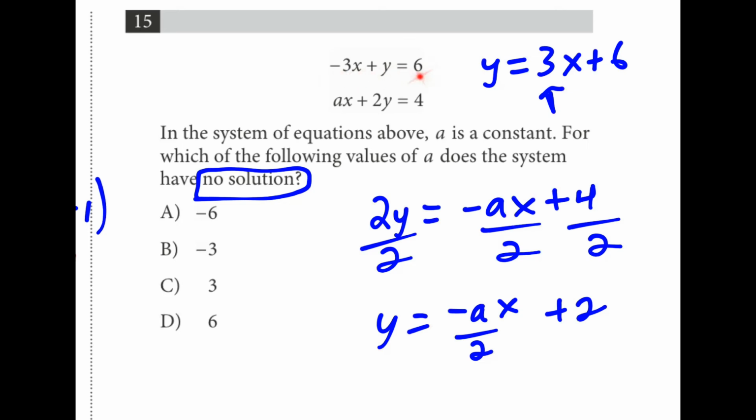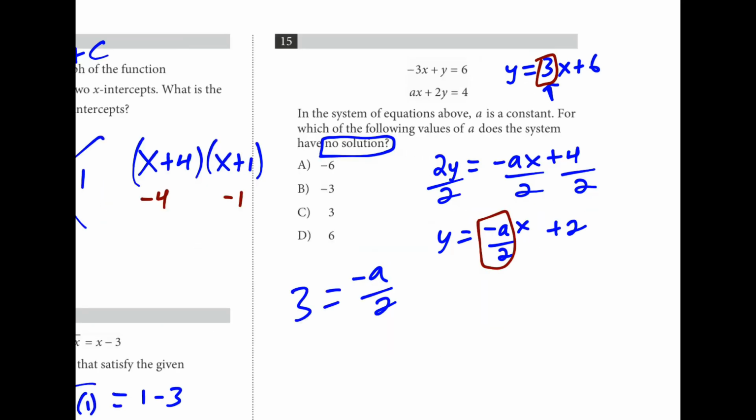So I might take this top equation and move the 3x over, and that tells me my slope has to be 3. And the second equation, I can do the same thing. I move the ax over to the other side and divide everything by 2, because I have to get y by itself. So what I'm looking at is, when does this equal that? So I might first multiply by 2, and this gives me 6 is equal to -a. If I divide out the negative, I have -6 is equal to a. A is my answer.